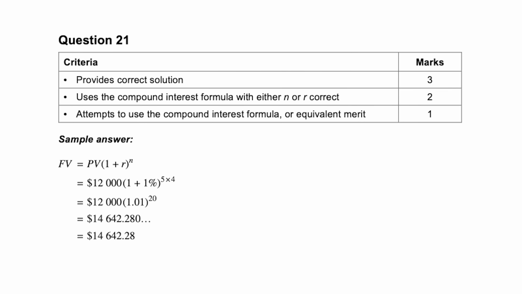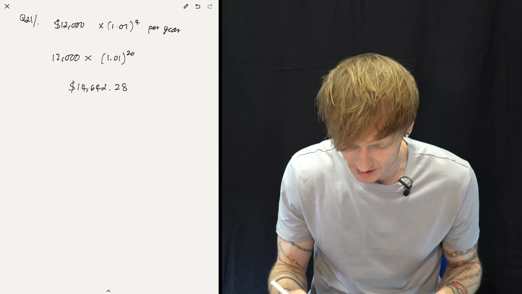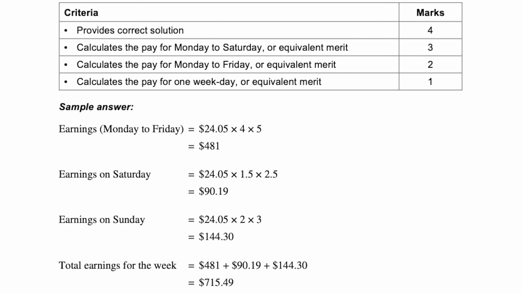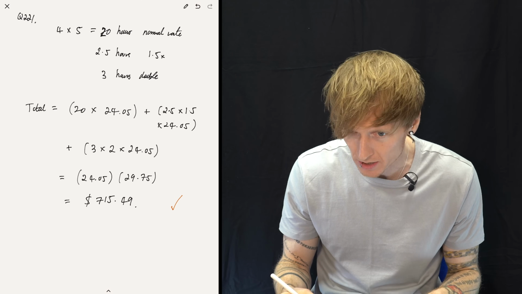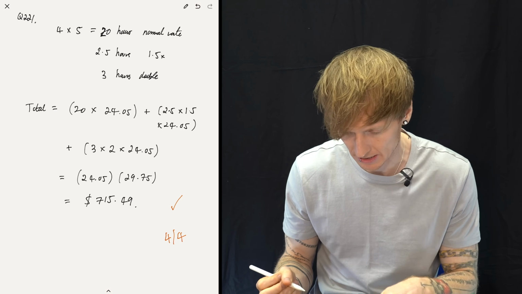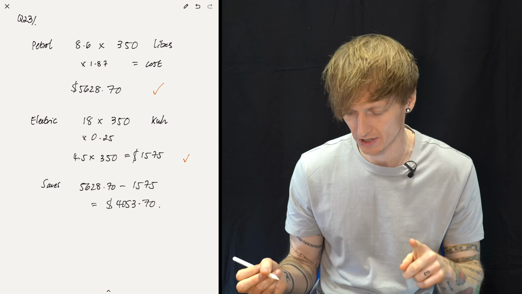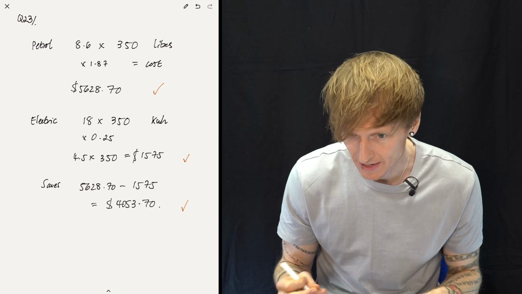Okay, 21. What's next? We just multiply some stuff. 14, 6, 4, 2, 28. Brilliant. 3 out of 3. Awesome. Question 22. What are we doing? Oh, the pay. 7 and 15, 49. Yes. And that's for 4 marks. Brilliant. 23. 5, 6, 2, 8, 70. 1, 5, 7, 5. 4, 0, 53, 70. Awesome. This was saving money on your electric car, wasn't it? So I still want to know if that's true. Someone let me know if those are true. I'm going to assume they're true figures, but let me know. That was 3 out of 3.